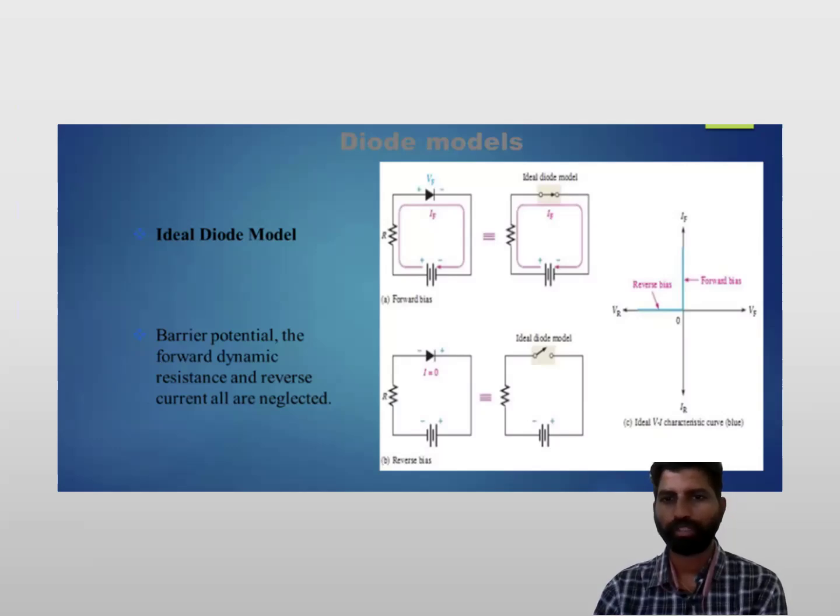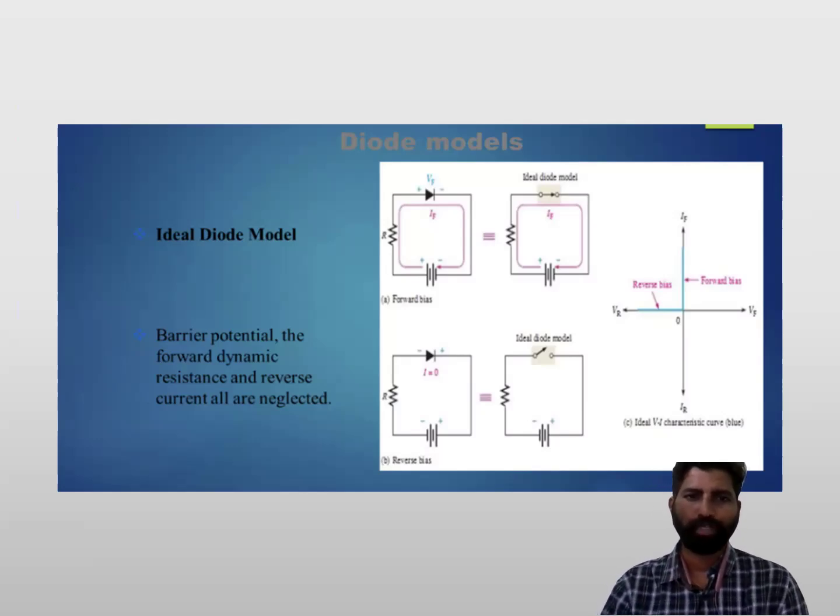So you can see the V-I characteristics of the ideal diode. When you apply the forward voltage, you get the maximum current, and when you apply the reverse voltage, you get zero current. Because in the reverse bias condition the ideal diode will act as an open circuit, and in the forward bias condition the ideal diode will act as a short. So the barrier potential, the forward dynamic resistance and the reverse current are all neglected.